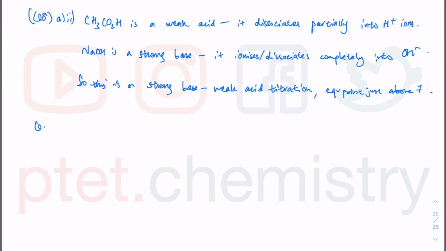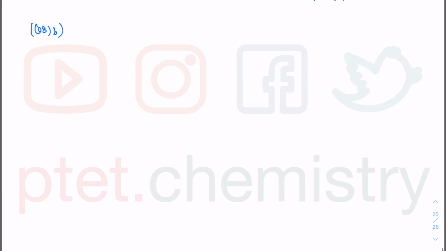Question 8, part B, is a calculation question. They have 1 whole page, it is a 3-mark calculation question. What we have here is ammonium vanadate. Let's see what's going on. So if I have NH4VO3, this is 0.150 gram.